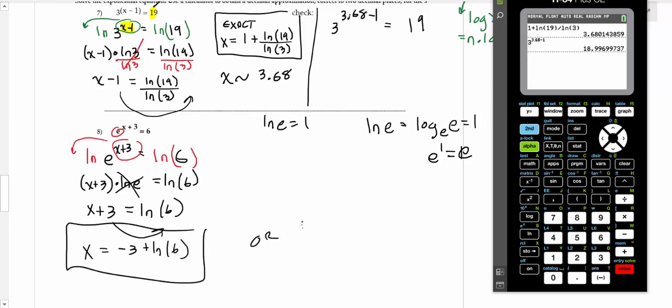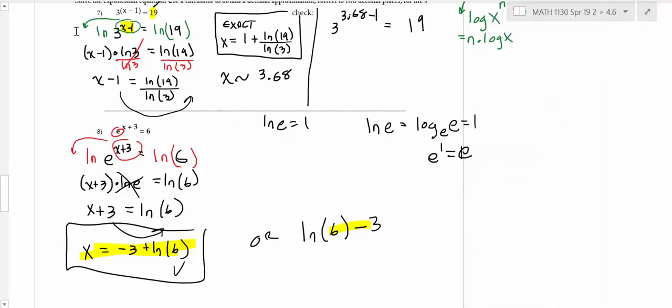Now, of course, you could also write this as ln of 6 minus 3 as well. I prefer to write it this way. A lot of times if students write it the other way, it's unclear whether that minus 3 is part of the log, and it isn't. So the ln of 6 is its own part, and to me it's a little better to write it that way. That's the exact answer to the problem. So those two problems were done pretty much the same way using logarithms. Everybody with me okay on what I did there? All right.